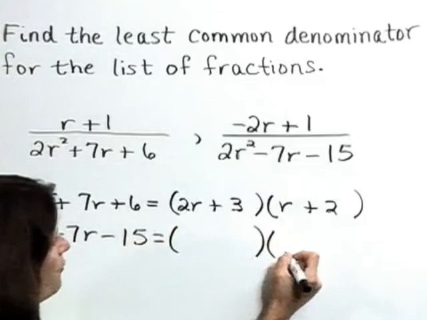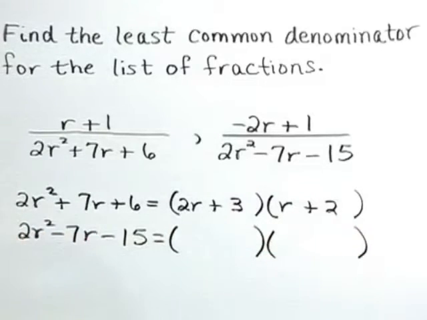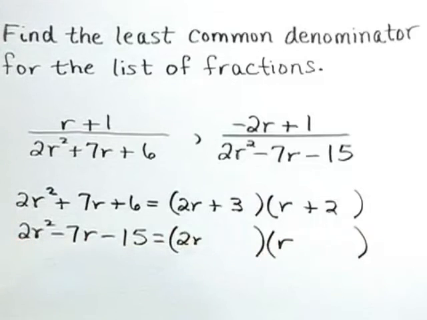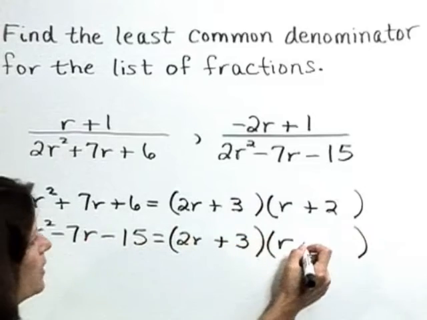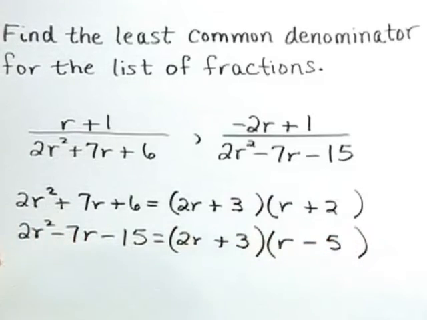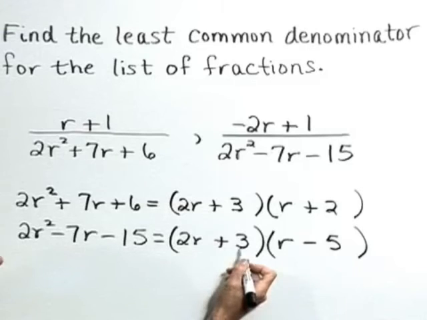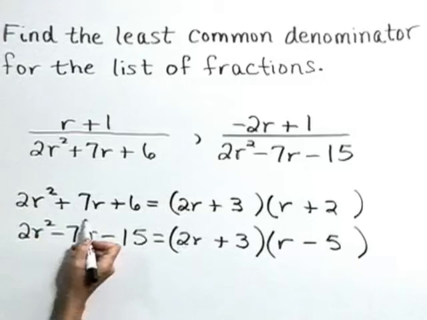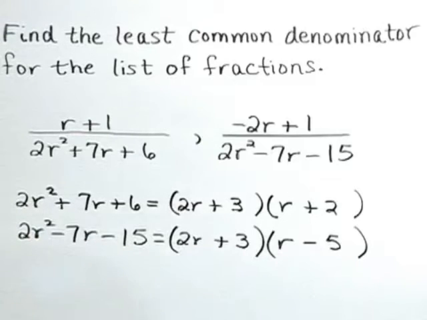Now let's look at our second denominator, which is 2r squared minus 7r minus 15. And if that factors, it will factor as the product of two binomials, where the leading terms here are 2r and r. Now we want factors of negative 15 that will work. Let's use a positive 3 and a minus 5. Quickly checking, 3r minus 10r gives our middle term of negative 7r, so that's correct.